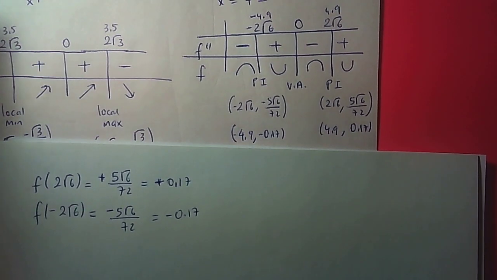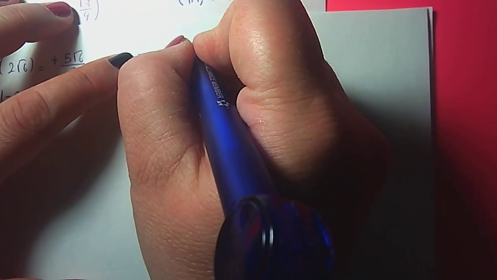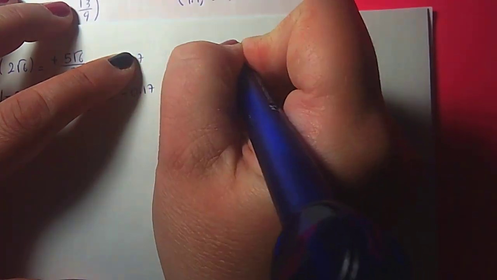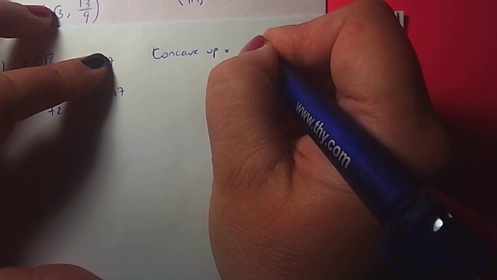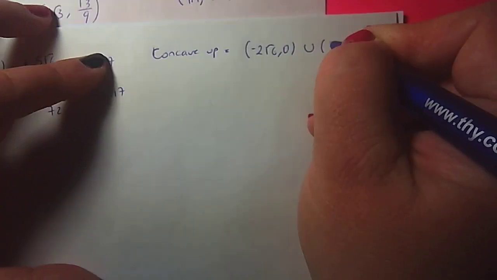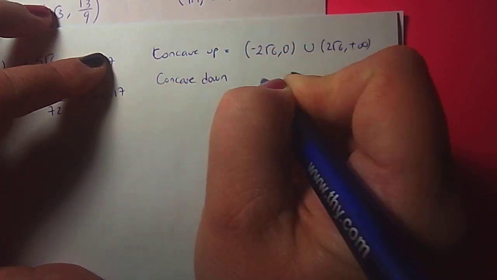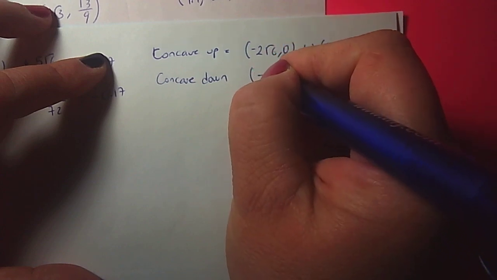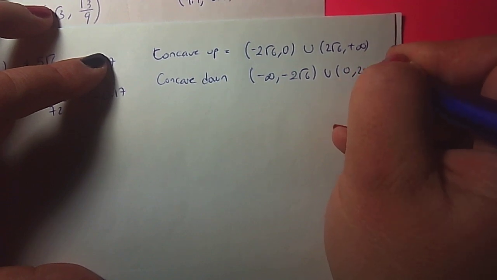We could also write the intervals for concavity. So let's do that. Concave up, then we have from negative 2 root 6 to 0, and from positive 2 root 6 to positive infinity. Concave down, negative infinity to negative 2 root 6, and 0 to 2 root 6.